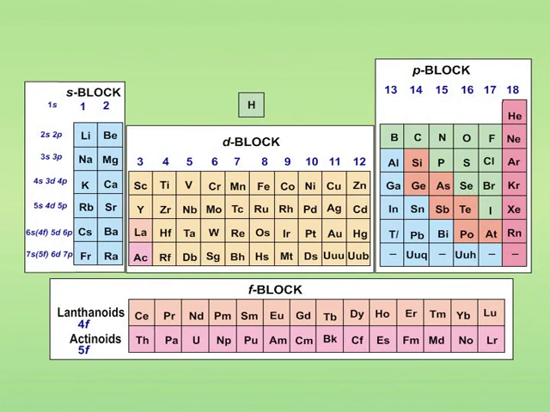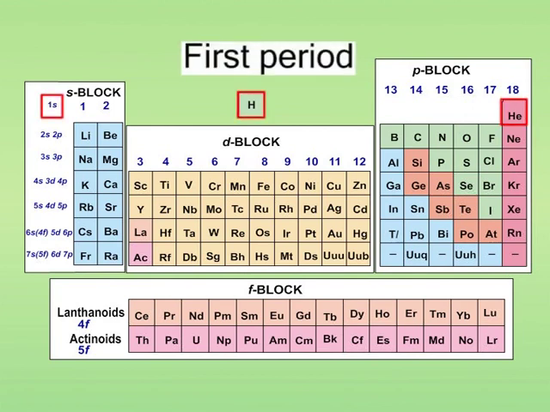The period number corresponds to principal energy level n, and the number of elements in each period is the same as the number of electrons present in the corresponding energy shell. Each period begins with the filling of electrons in a new energy shell. For example, the first period corresponds to the filling of electrons in the first energy shell, that is n equals to 1.